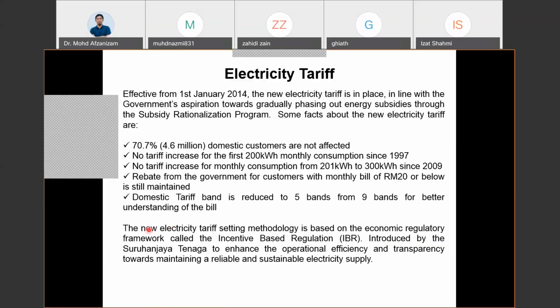The new electricity tariff setting methodology is based on the economic regulatory framework called setting-based regulation produced by Suruhanjaya Tenaga. So Suruhanjaya Tenaga is the agency or body that is concerned about the energy utilization, technology of the energy, or whatever energy that you are able to share.